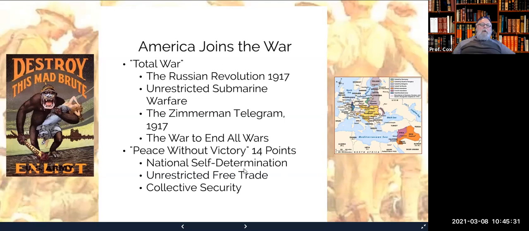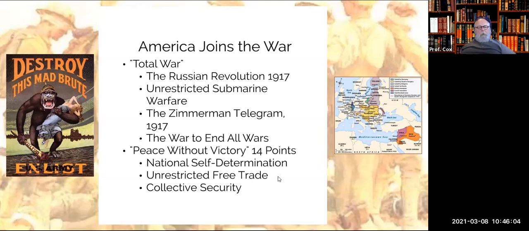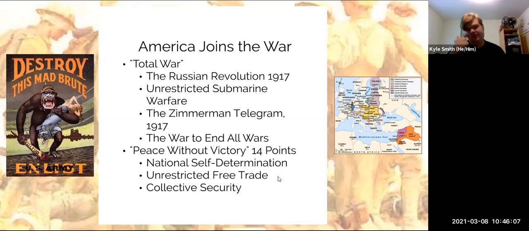The other one is the United States is going to lobby, I guess, for unrestricted free trade. What would be wrong with that from the point of view of the Allies? If there was unrestricted free trade, that would mean that the Americans could trade with India or with Vietnam. What would be wrong with that? That again goes against empire.